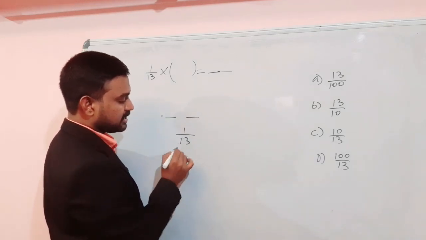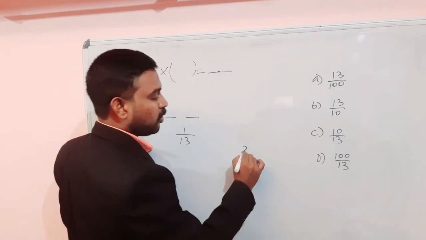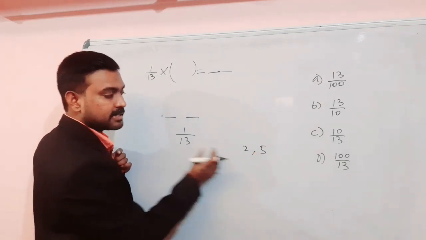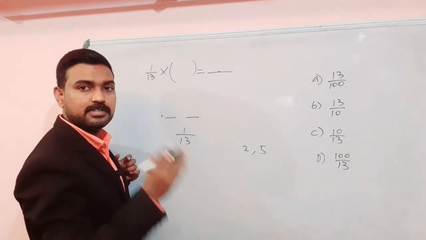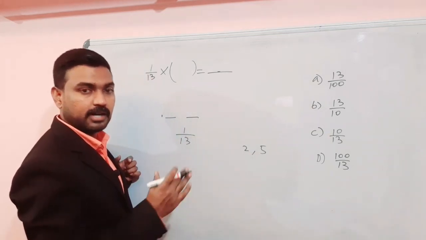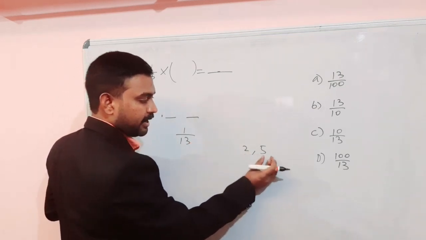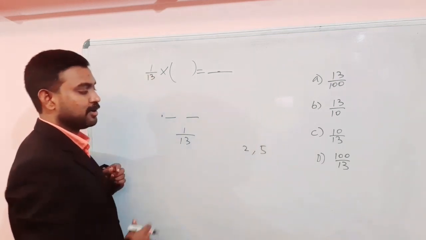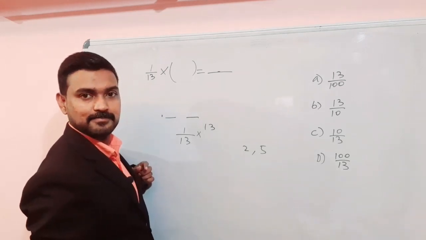We know that this number is 1 by 13, which means the denominator is 13. If the denominator includes only the factors 2 and 5, then only it will terminate. That we already studied. If the factors of the denominator of a rational number are 2 and 5, then only it will terminate. But here 13 came. So to cancel this 13, we should multiply with 13.